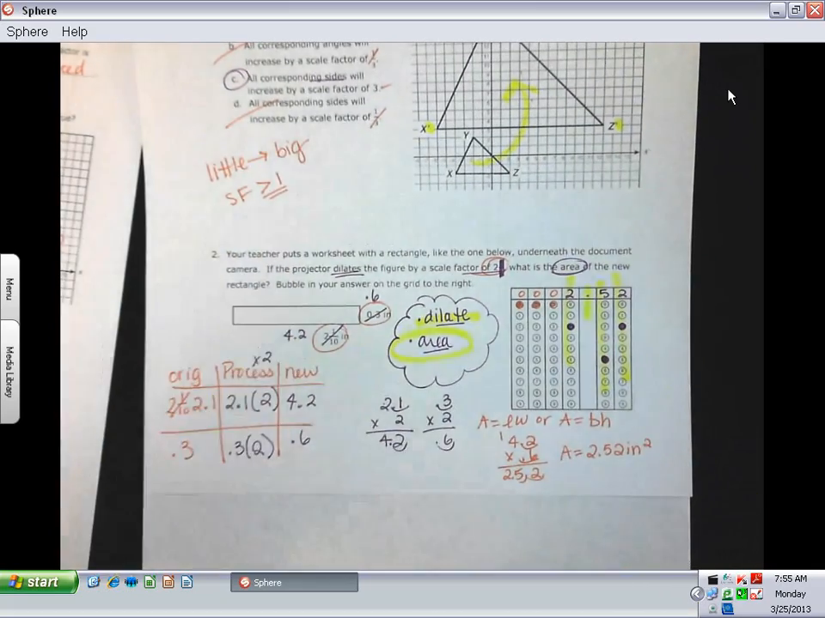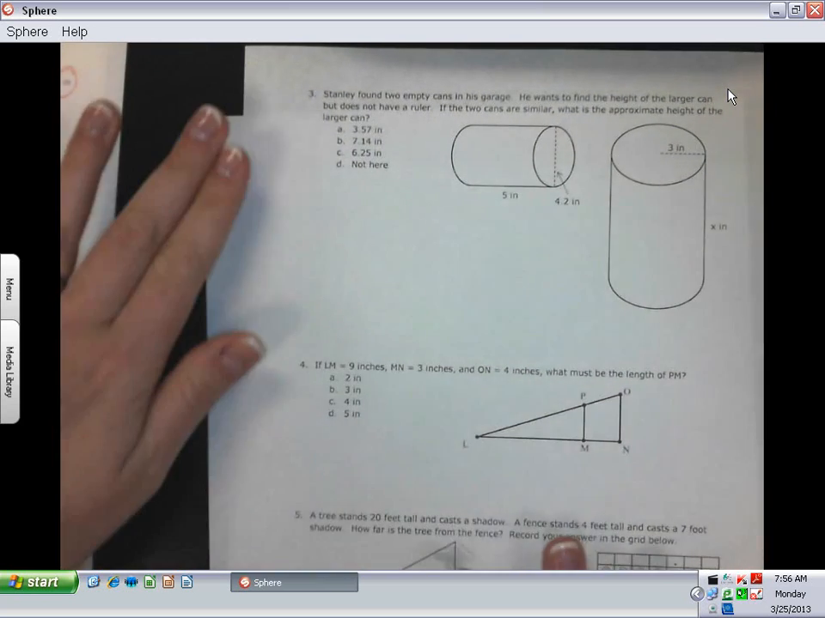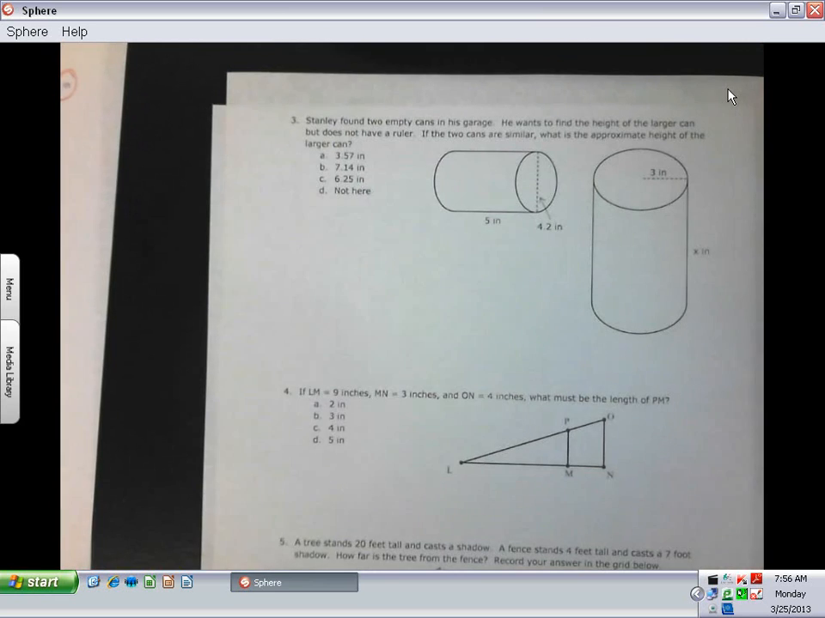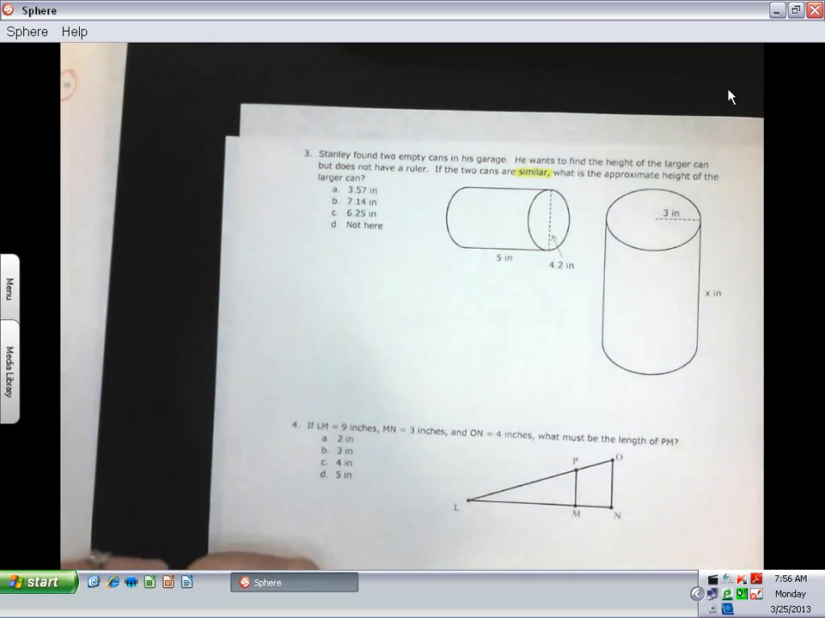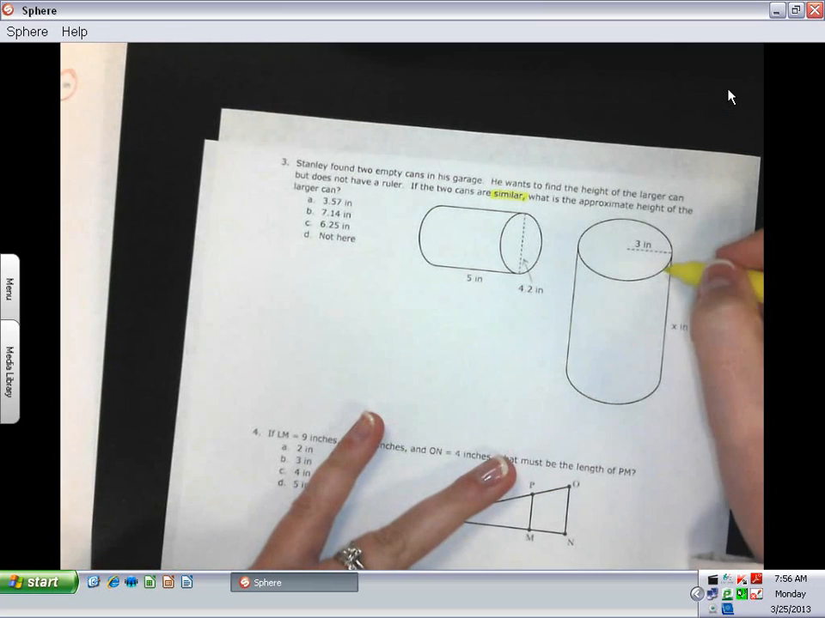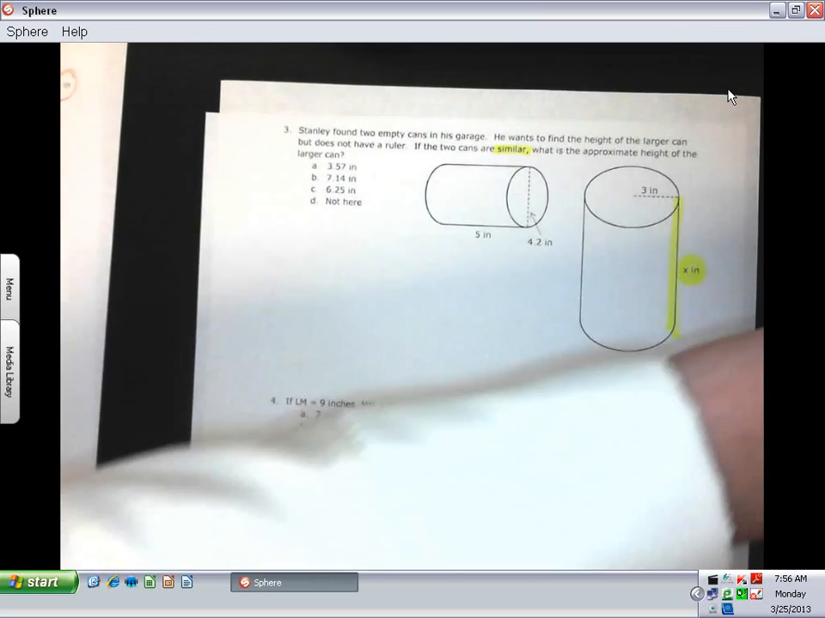Alright, we are going to go to the back side of your paper. Number 3, Stanley found 2 empty cans in his garage. He wants to find the height of the larger can but does not have a ruler. If the 2 cans are similar, what is the approximate height? So, I know that they're similar, which means I can compare them. I am looking for the height of this, and it says right here, X inches. So, I'm going to set up a proportion.